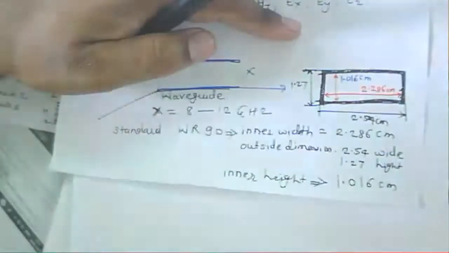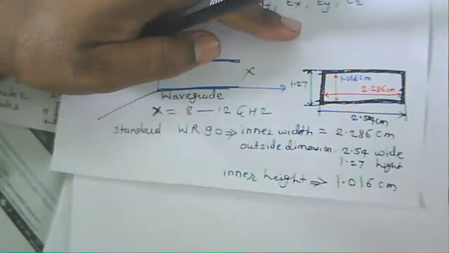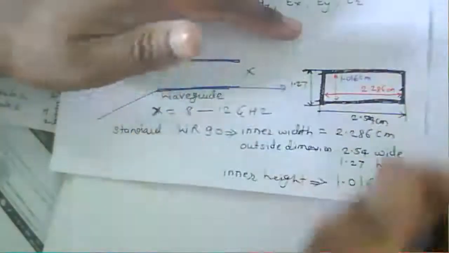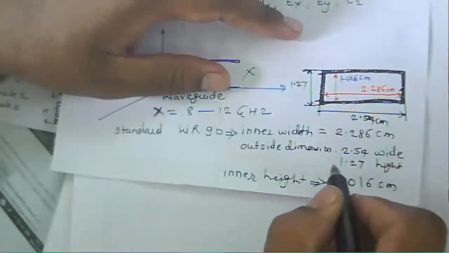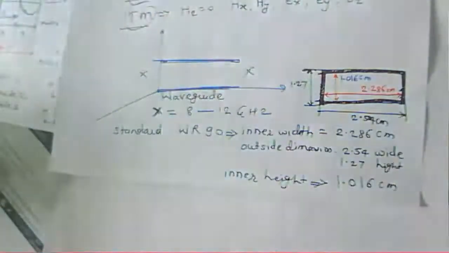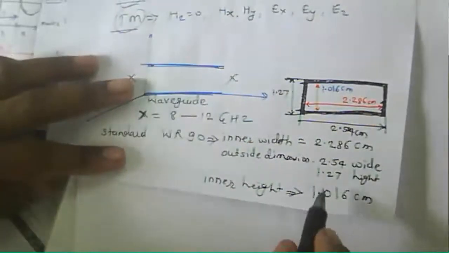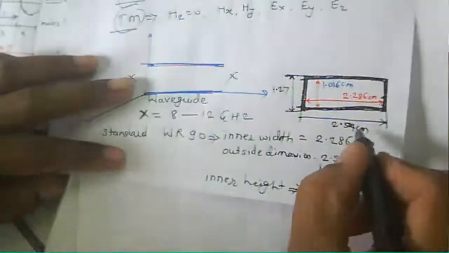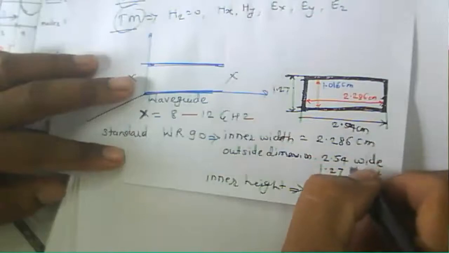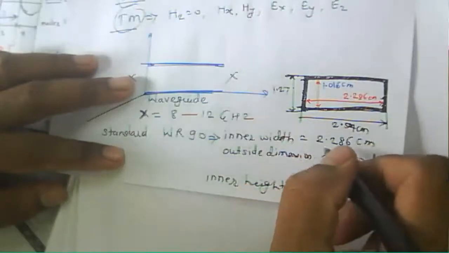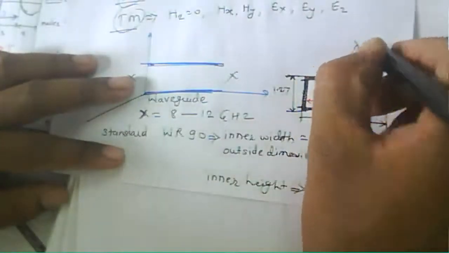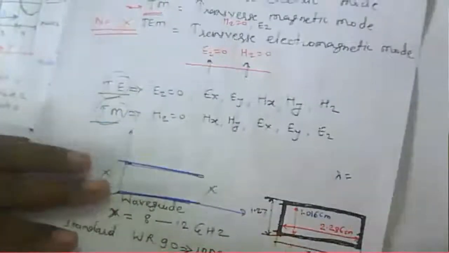Now if you see the inner dimension and outer dimension of the waveguide, we can consider 1.016 or this dimension. The inner width and inner height represent the wavelength of a guide, not the outer dimension. Always remember that the inner dimension is important.